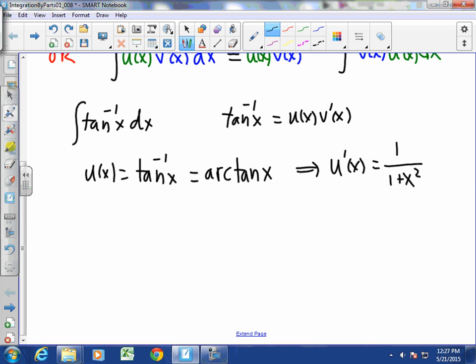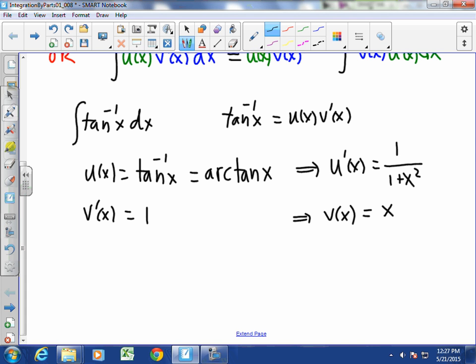Now, because u is equal to tangent inverse, it means that v prime of x is 1. Because you can only multiply tangent inverse x by 1 to obtain tangent inverse x. And that means the integral of v prime, which is v in this case, is x.